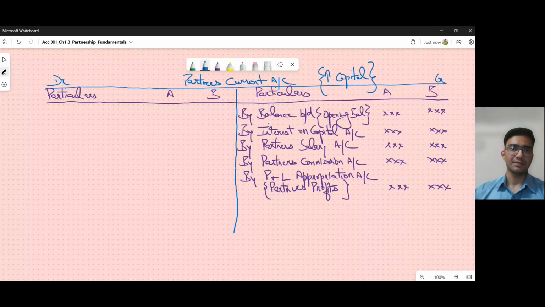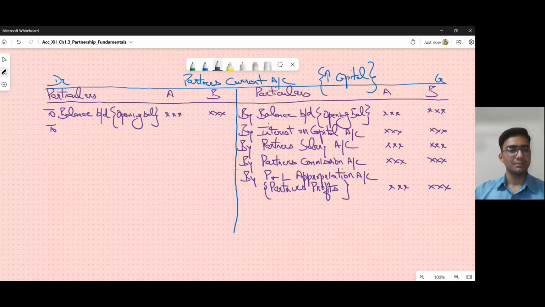So in that case, the first entry that we will write here on the debit side will be to balance brought down. Again, our opening balance, and we write the amounts. All right. So at times when our question says these partners' current accounts have a debit balance, we will show that on the debit side. The next item to write here.